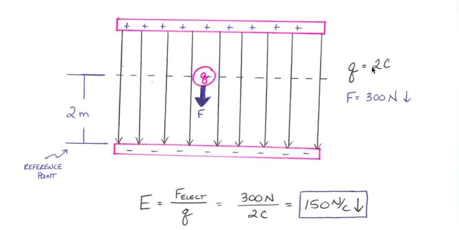So to show you an example, here I have some unknown field. I don't know what the strength of it is, but I have a 2 coulomb charge that I've placed right here, just 2 meters above my reference point, and I measure that it experiences 300 newtons of force pulling down. Well, if I know the force and I know the charge, I can determine the electric field strength. This field must have a field strength of 150 newtons per coulomb, and I need to have a direction, downward in this case. If I place a charge anywhere in this field, for every 1 coulomb of charge, it will experience 150 newtons of force directed down.